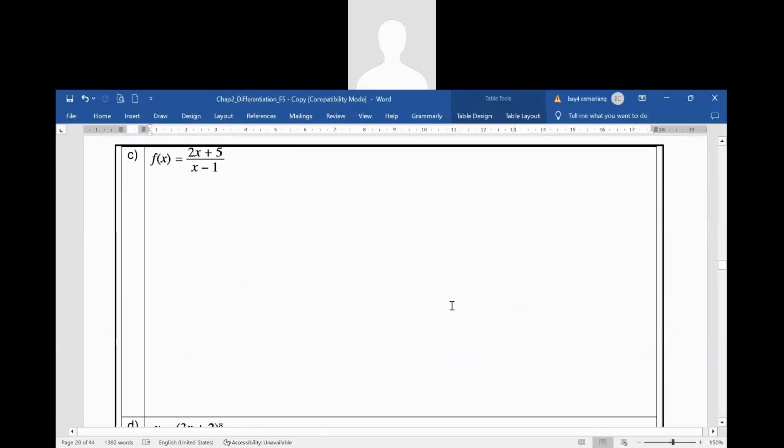We are forced to use the quotient rule. There is no other way to do this, I mean, for your syllabus. Right, so it is a long task but we will do it.